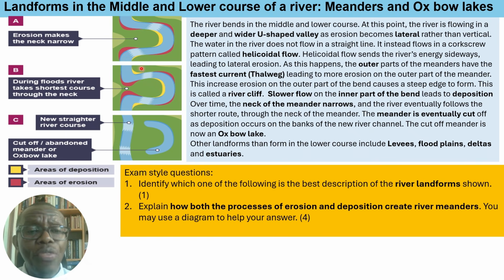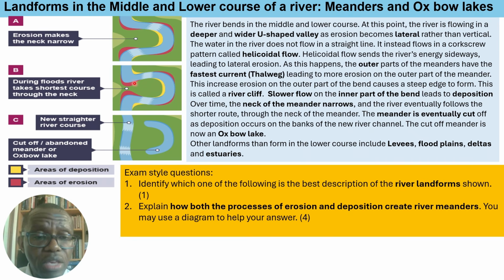Now, on the inner part, however, the flow of the water is a lot slower. So instead of the erosion that is taking place in the outer part, on the inner part you will have deposition, because the river's energy is a lot less, and therefore some of the material that is being carried along is being deposited rather than going along in the flow of the water, because the energy of the water is a lot lower.